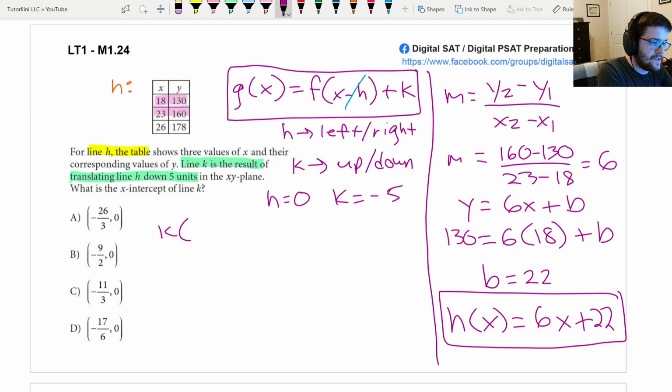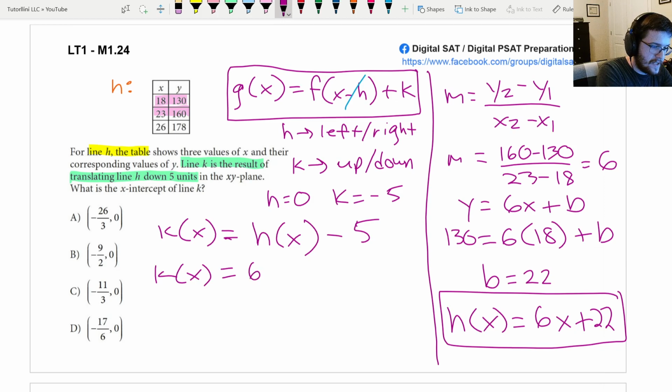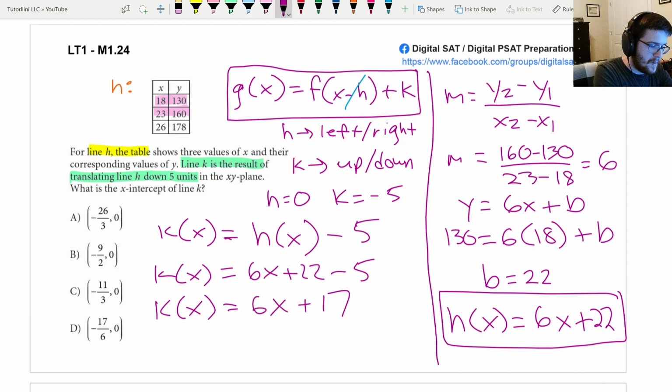So k of x is going to be h of x minus h, we don't have an h, plus k. So plus negative 5, which is the same as minus 5. So now we just substitute. So h of x is 6x plus 22 minus 5. So k of x is equal to 6x plus 17.